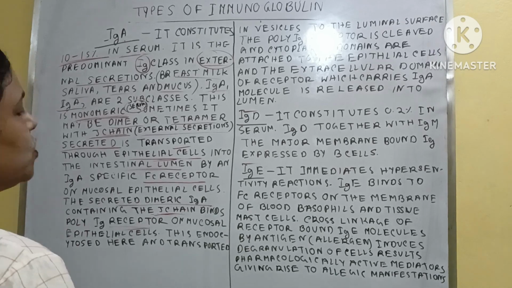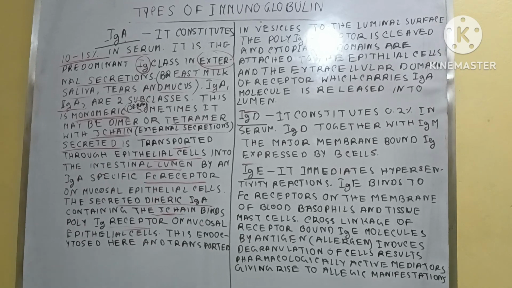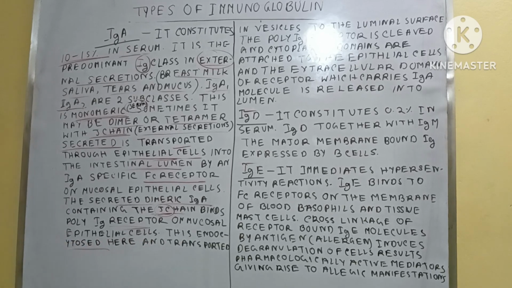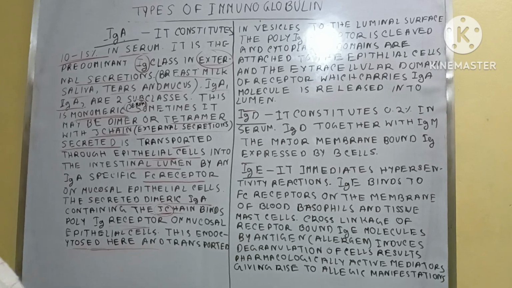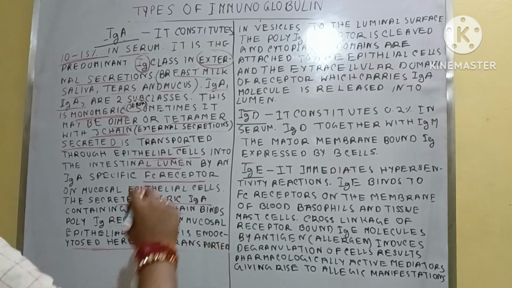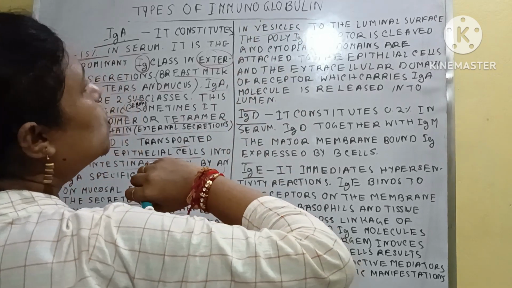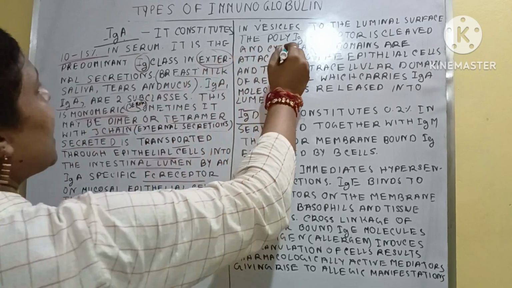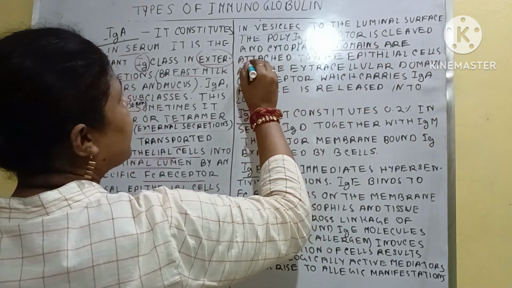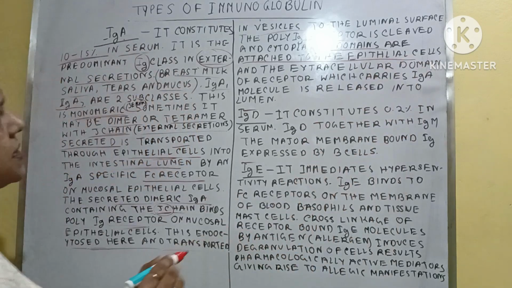Simply, just like IgM, two monomers of IgA are connected by the J chain. Okay, so the J chain is found there obviously. This is endocytosed and transported in vesicles to the luminal surface, and the poly-Ig receptor is cleaved and the cytoplasmic domains remain attached to the epithelial cells.